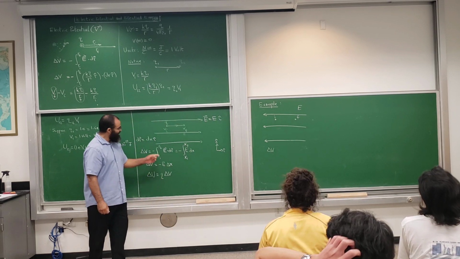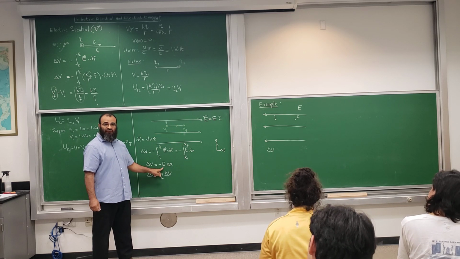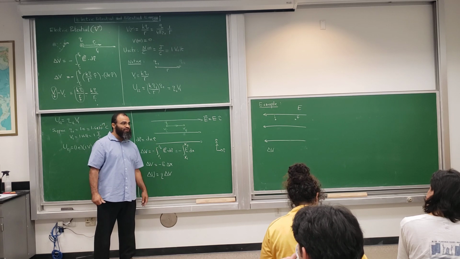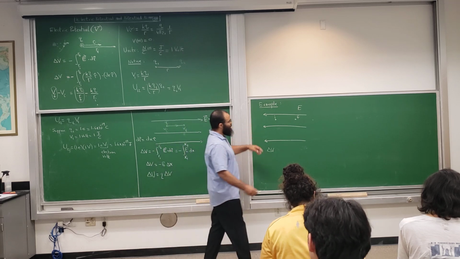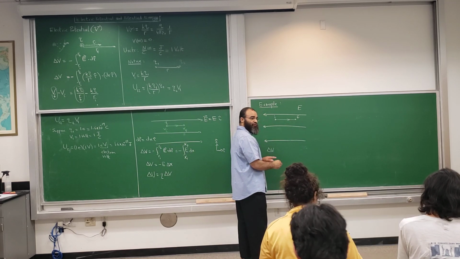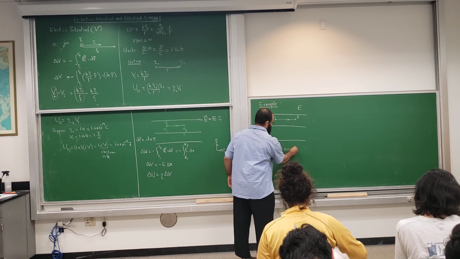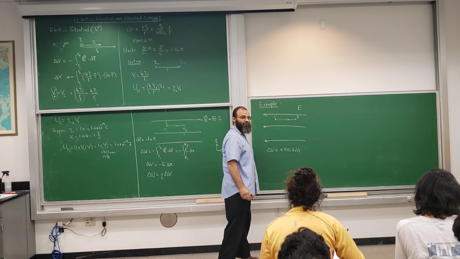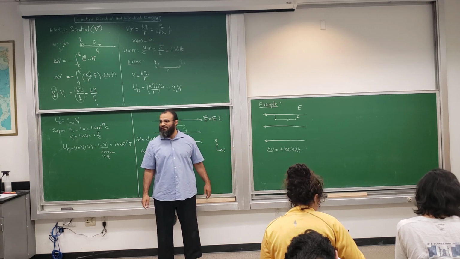I think we said it here. If you move with the field, the change in potential will be negative. And if you move against the field, the change in potential will be positive. So in this case, we're going against the field, so the change in potential will in fact be positive. Suppose the change in potential is 100 volts.